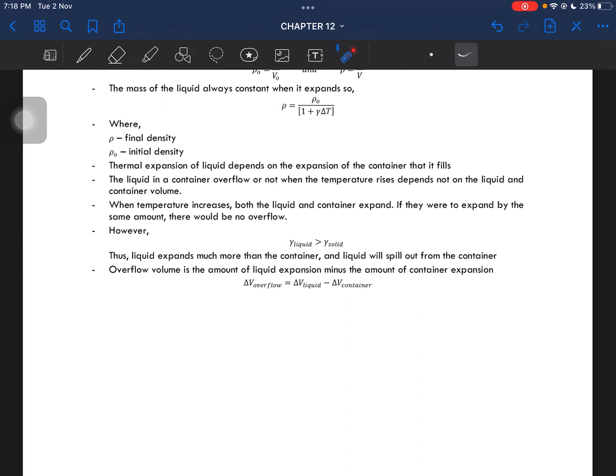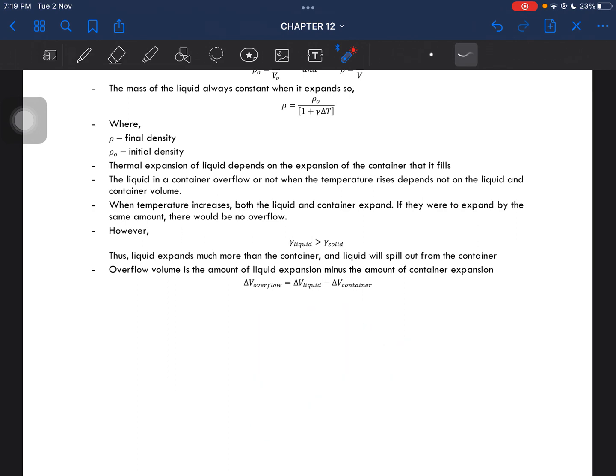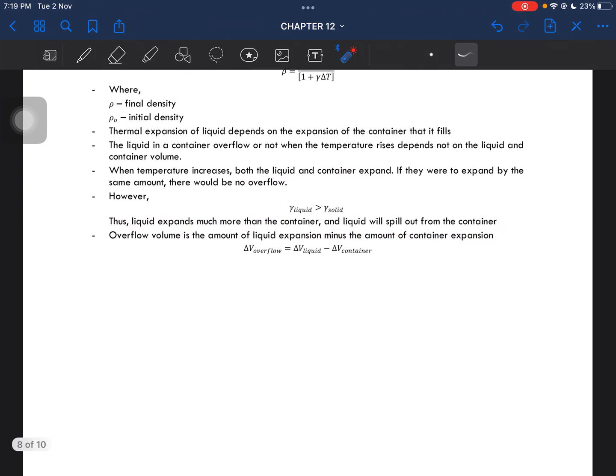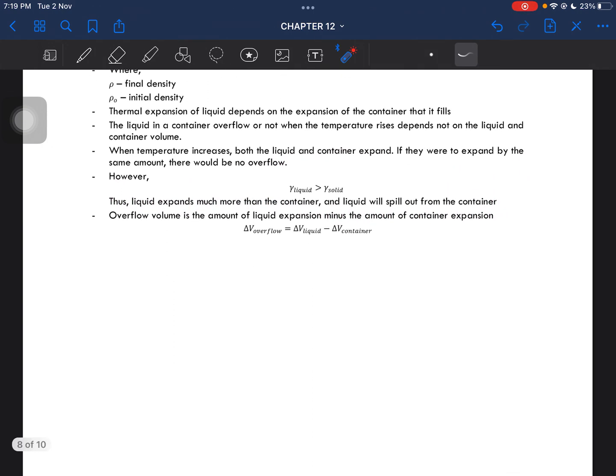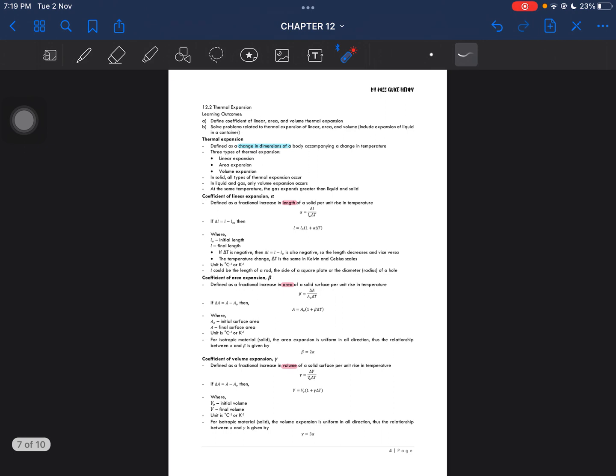But if only one of them expands, for example, this container does not expand and only the liquid expands, there will be an overflow. Can you understand? That explains the one here. So the overflow volume is the amount of liquid expansion minus the amount of container expansion, which is the one shown here. You will get into detail for this one in the next few examples. Right, so that is our final subtopic for chapter 12.